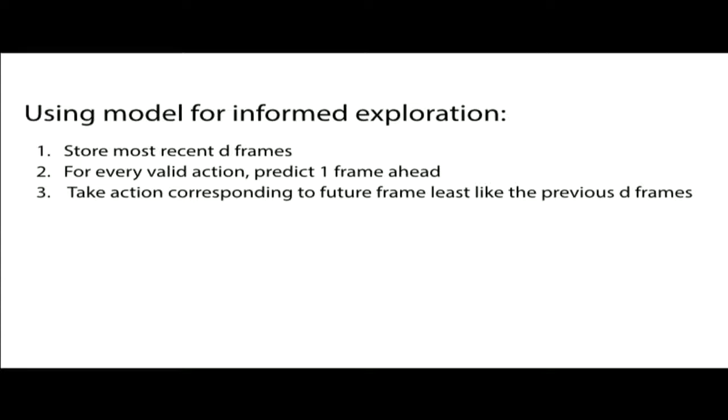Okay, so how do they do this? They take their video prediction model. Given the current state of the game, they store the most recent D frames. Then for every valid action from that state, they predict one frame into the future using their video prediction model. And then they take the action that corresponds to the future frame that is least like the previous D frames. So basically they're going to try and go to the frame that they haven't seen before, something that looks different than the last D frames that they saw. And in practice, I believe they set D to be between 20 and 200, depending on the game.